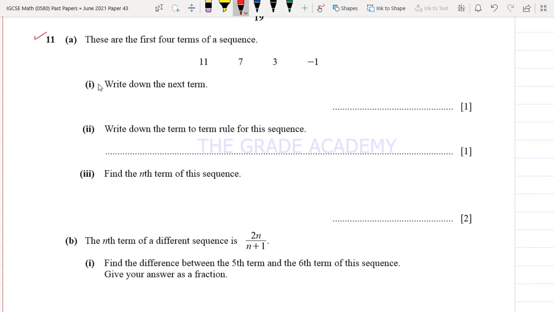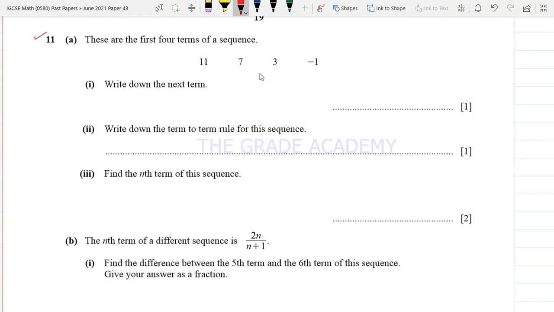Now we come to the last question of the paper, question number 11. These are the first four terms of a sequence. We are asked to write down the next term. In order to write the next term, we have to identify the rule that is applied in the sequence. So 11, 7, 3, minus 1.